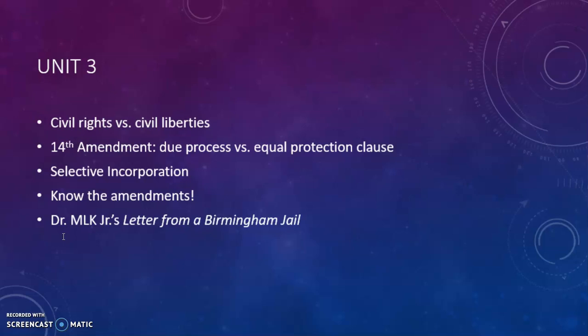Also important to know, Dr. Martin Luther King Jr.'s Letter from a Birmingham Jail. This is going to establish civil disobedience, and this is going to be instrumental in the ultimate passage of the Civil Rights Act of 1964, as well as the Voting Rights Act of 1965, civil disobedience being an effective strategy. So very much important to know these various aspects of Unit 3.